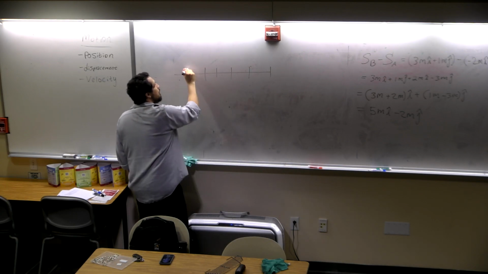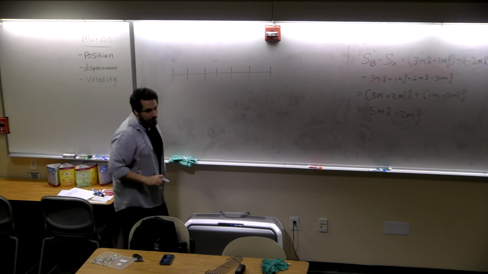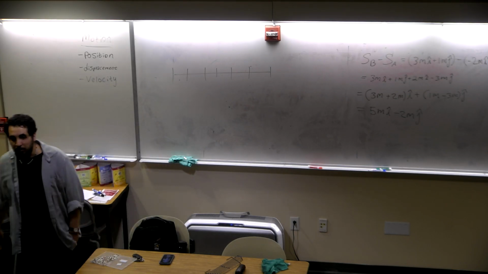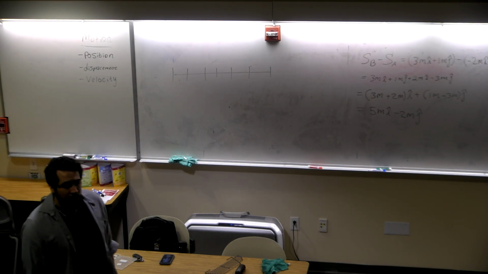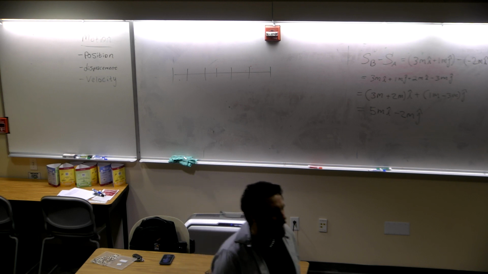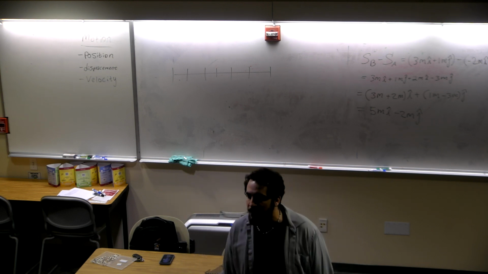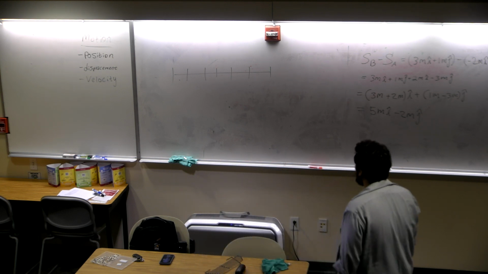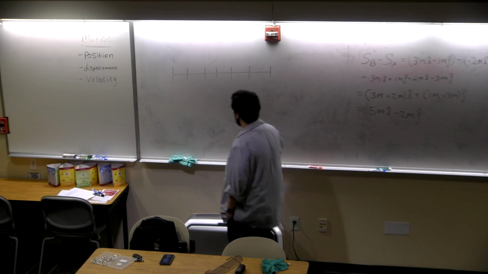Hold up 1 finger for A, 2 fingers for B, 3 fingers for C. Where are we putting our origin? Hold it up high. Looks like the majority is 2. So we'll put our origin right here at the central location. That is our origin.